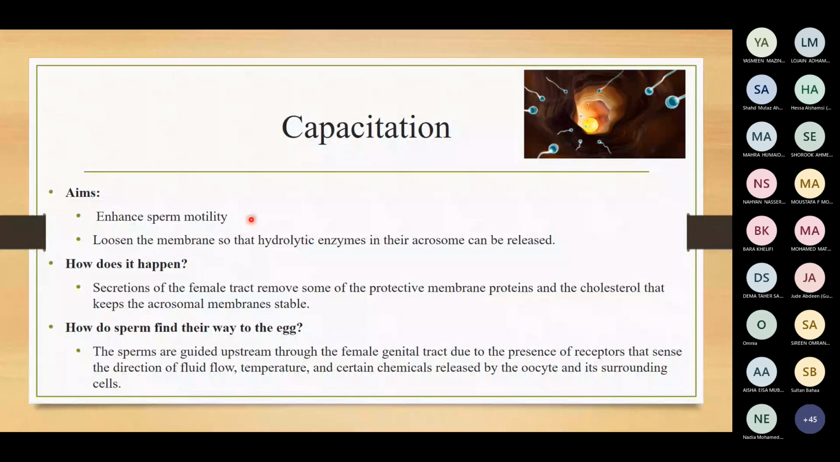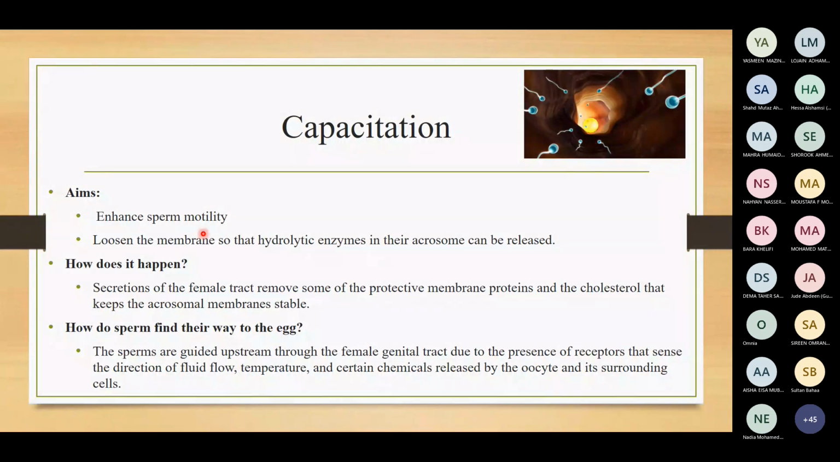Another very important reason why we need capacitation is to loosen the membrane of the sperm. Why? Sperm contain enzymes that we call hydrolytic enzymes. These enzymes destroy everything that comes in their way. They damage everything. So the sperm membrane has to be tough so that it can protect the male from these enzymes. When the sperm is inside the male, it has to have a strong membrane so that these enzymes will not be released. But when it goes into the female, do we still need that strong membrane? No. Why? Because the goal of the sperm is to penetrate the egg.